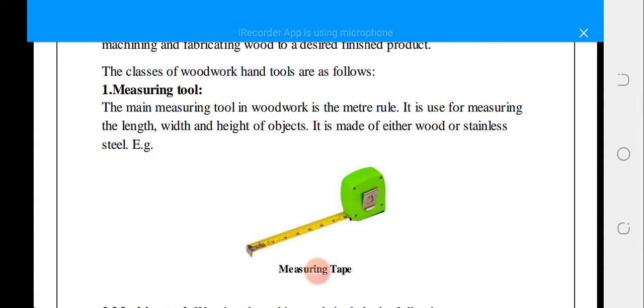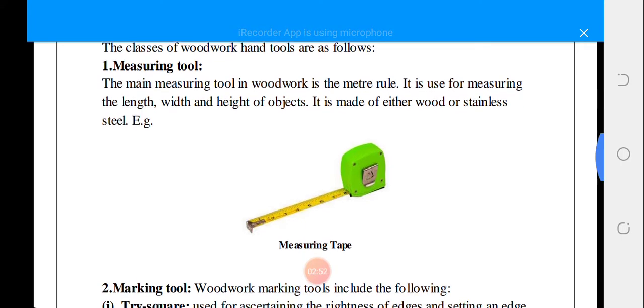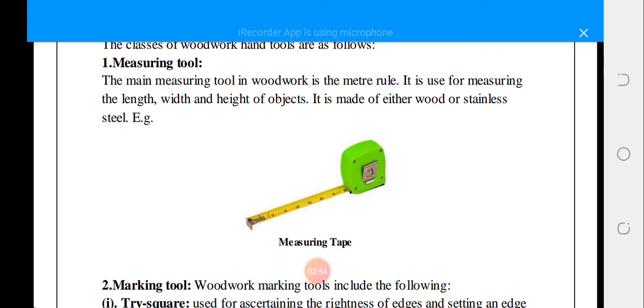And the first group is what? The measuring tools. That is, the kind of woodwork tools that we use. The main measuring tool in woodwork is called the meter rule. It is used for measuring the length, the width, and height of objects. It is made of either wood or stainless steel, which we can see here. We can see here the measuring tools.